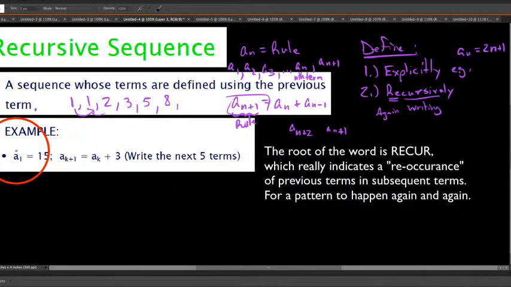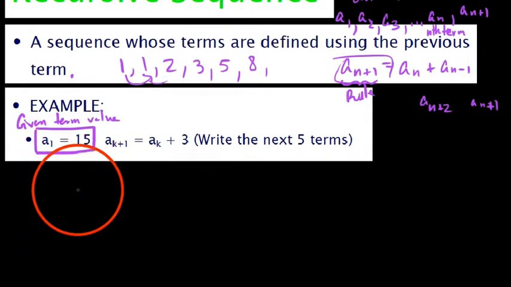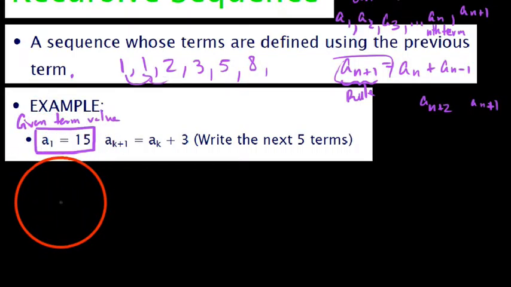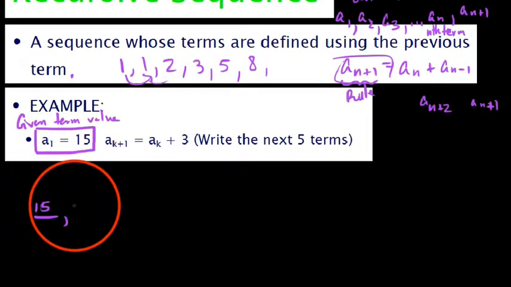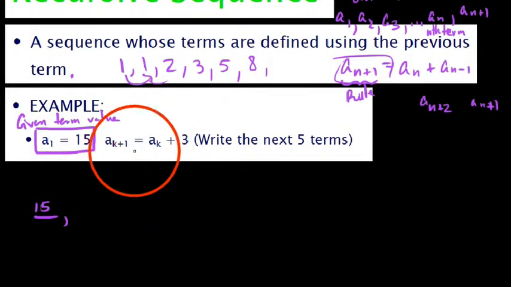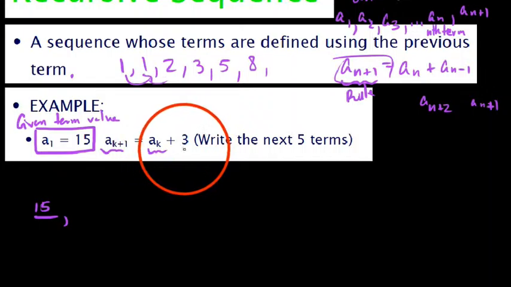So what I'll tell you is this. I'm going to put a box around this, and there was a semicolon that I covered up, but we're going to write this down. We say it's a given term value. You're always going to be given one of the term values, and it doesn't matter which one, but in this case I'm going to give you a1. So the first term in the sequence has a value of 15. And ak plus 1 is equal to ak plus 3.